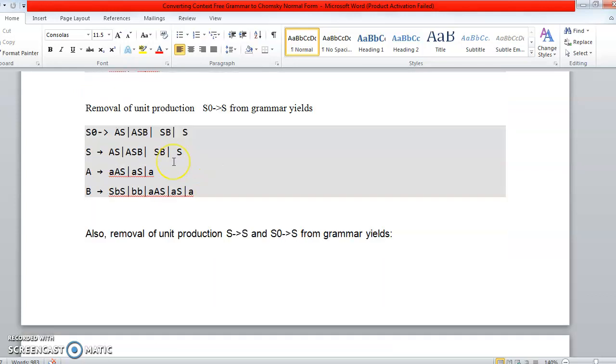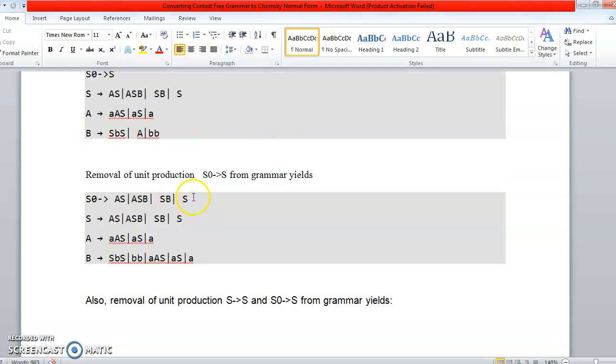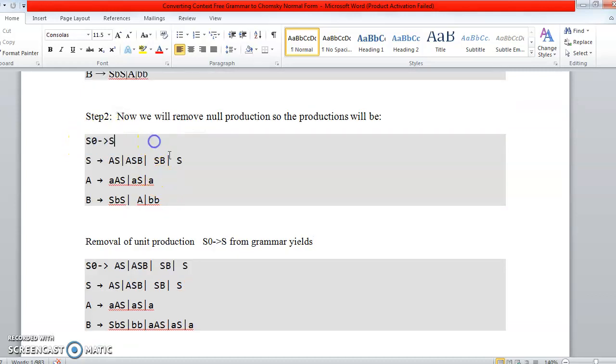Okay, now the next thing is the removal of the unit productions. What we are noticing here is that S0 produces S. A production like capital A produces capital B is a unit production. If we find this type of production, we have to eliminate it, and this is the elimination of the unit productions.